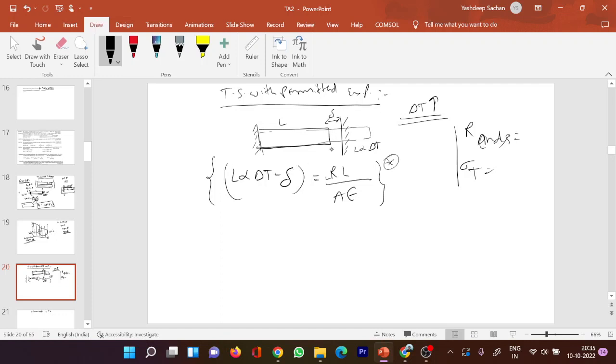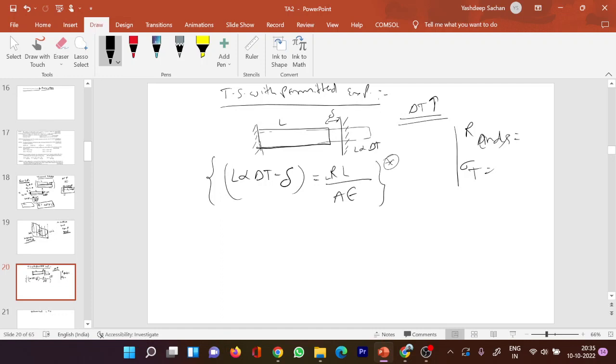In the next class, we will solve a problem where some force is applied here, and then we'll find how much the reaction would be here. That type of problem we can see. One problem I will be giving for homework.